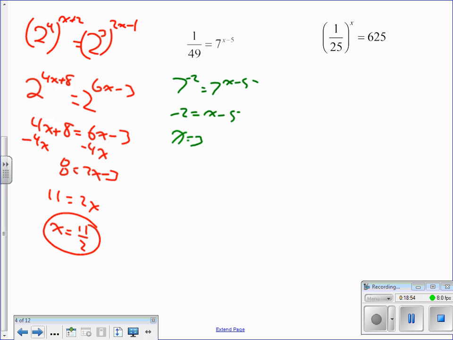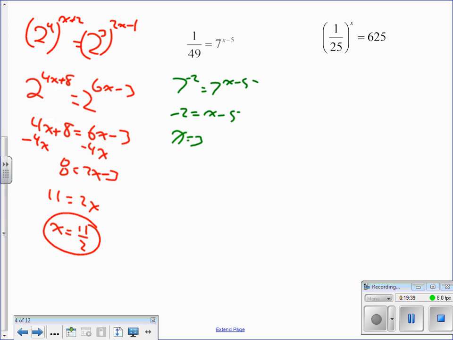The next one's a little tricky. My first question to you is, can I write them both as powers of 25? I want to work with a smaller number. So, can I take 25 times itself and get 625? There's an easy way to check. Take 25 and square it on your calculator, see what you get. 25 squared is 625. It works. If you're not sure, try it.